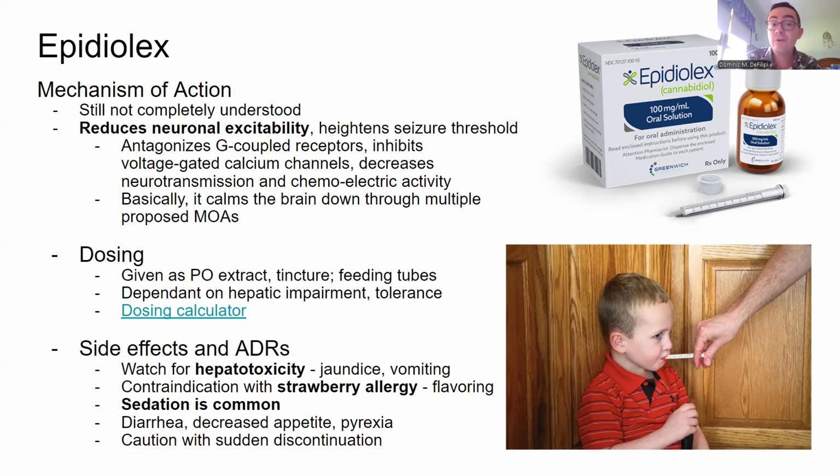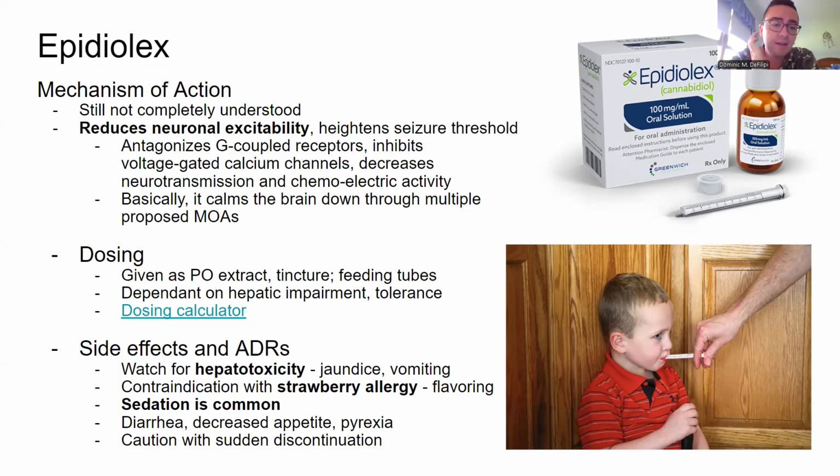Dosing is given as an oral extract or tincture, and it can also be given via feeding tubes, which, as you might imagine, is very useful for these young pediatric patients who might not be able to chew and swallow. It's dependent on hepatic impairment as well as tolerance, so the dosing is very precise. There's even a dosing calculator, which you'll be able to view and play around with if you click the link on your slides right there.